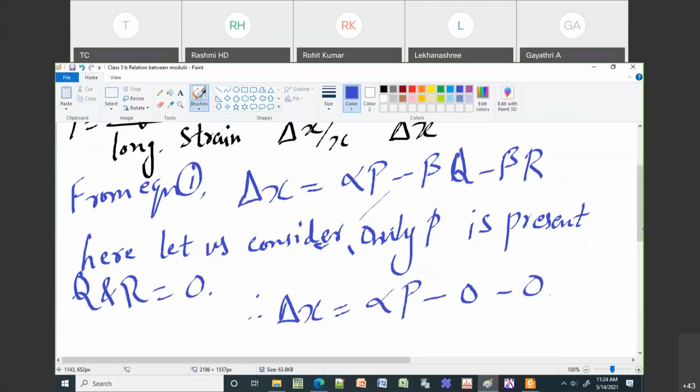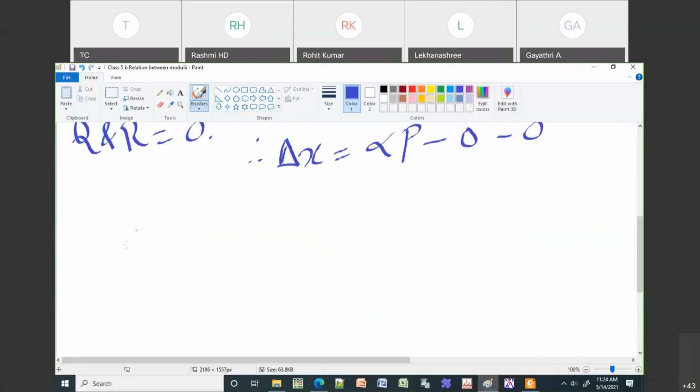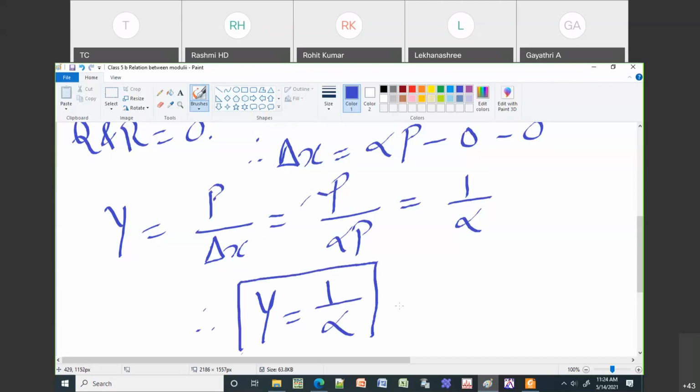So you are going to use this in the equation for Y, which is your Young's modulus. So then Y is equal to P divided by delta x, which is P divided by alpha times P. So P will cancel, and then it is 1 by alpha. Therefore Y is equal to 1 by alpha. Okay, so this is your next equation, so let us call it equation number 2. This is for your Young's modulus.